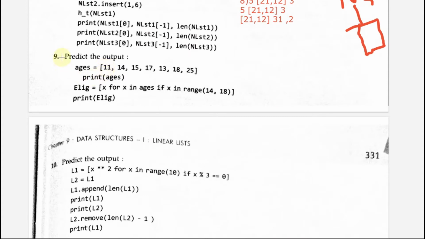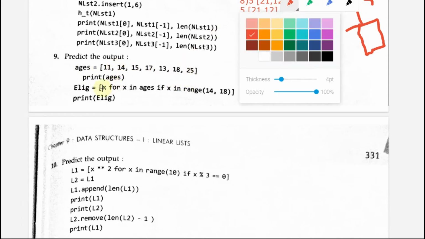Predicting the output. How are you going to predict the output of the following question? So ages is equal to 11, 14, and all these numbers are there. Here there is an error in the question itself.